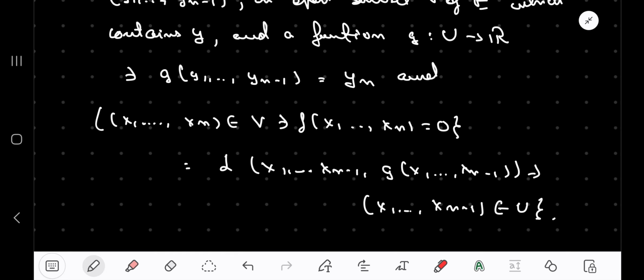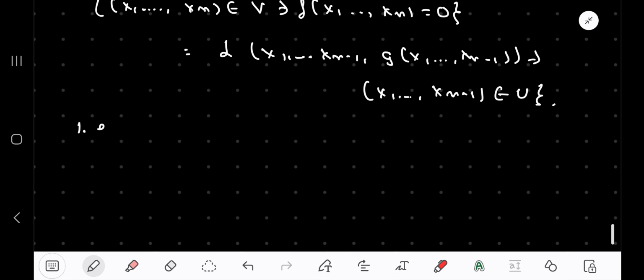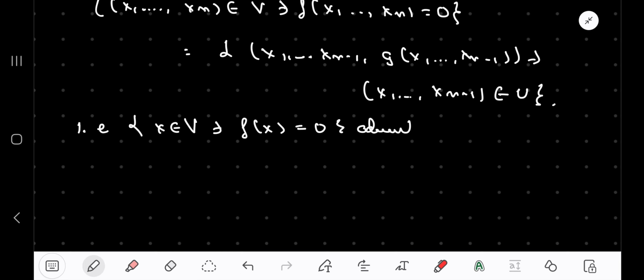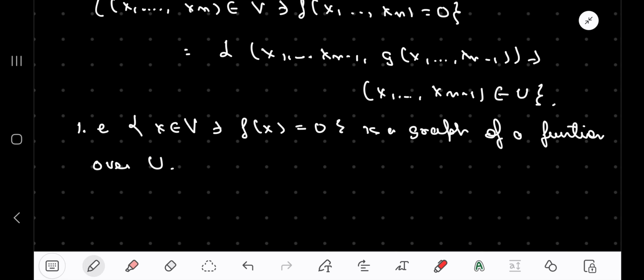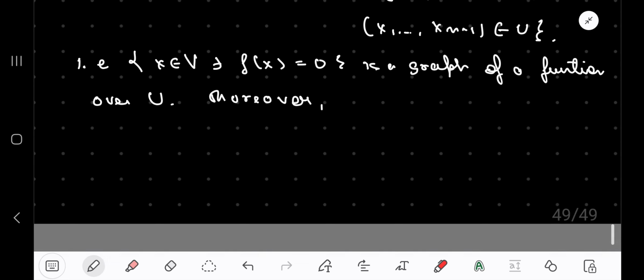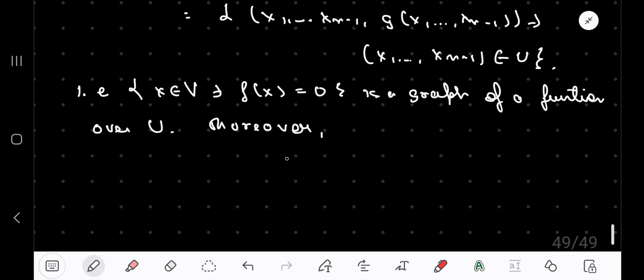Fine. So what it typically means is that the level curve at 0 admits, or rather is, a graph of a function over, we have chosen a smaller set, over U. Moreover, we have an additional thing. Moreover, this function whose graph is this level curve, that function is differentiable.